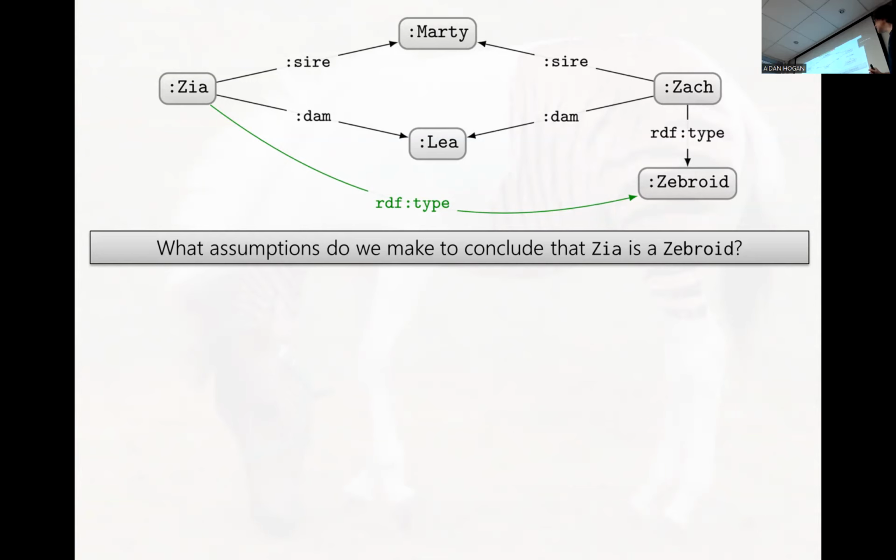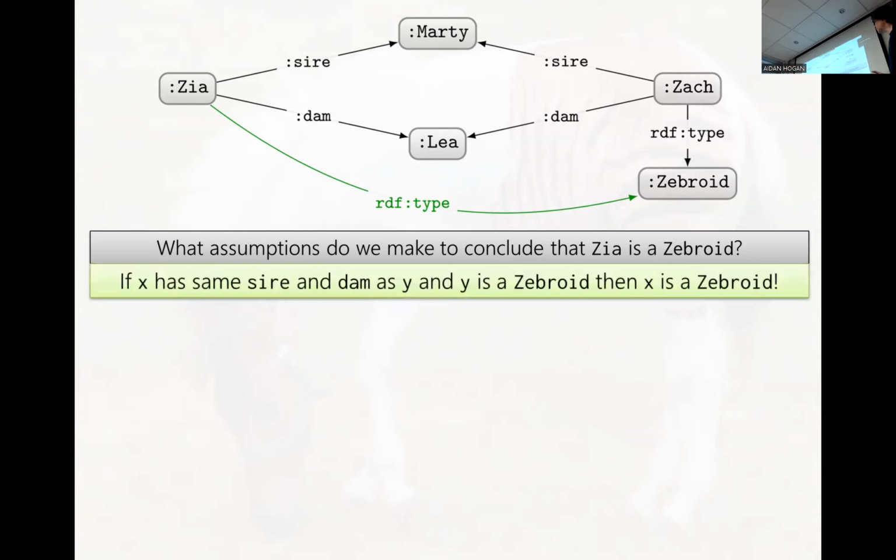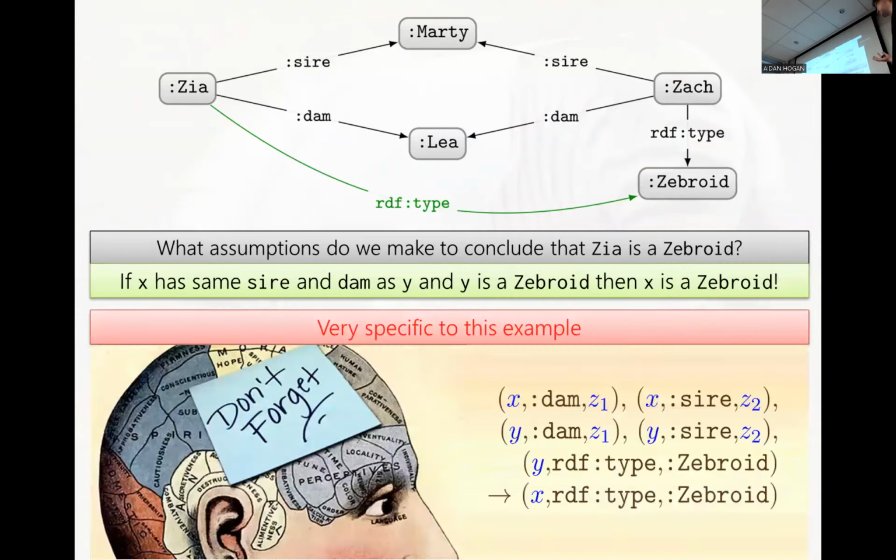The first thing we could propose is that maybe what we're doing is applying this pattern: if X has the same sire, or father, and dam, or mother, as Y, and Y is a zebroid, then X is a zebroid. But this is way too specific. I don't think this is what we're applying when we come to that conclusion. It's very specific to this example: X dam Z1, X sire Z2, Y dam Z1, Y sire Z2, Y type zebroid, therefore X type zebroid. This doesn't seem to be what is going on in our brains when we conclude this. We didn't remember the specific pattern because many of you never heard of zebroids before.